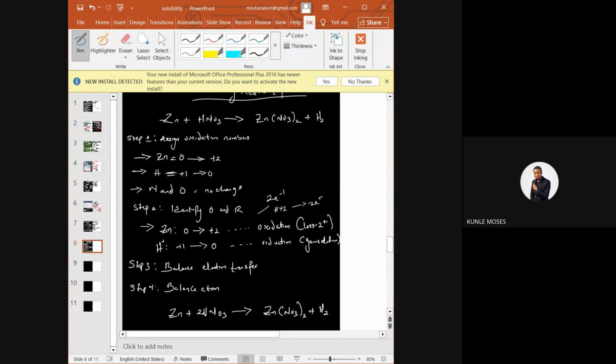So that means zinc here is 1, and zinc here, if you calculate it, must be 1. The hydrogen here must be the same as the hydrogen here. The NO3 here must be the same as the NO3 here. And that will give you a balanced equation.